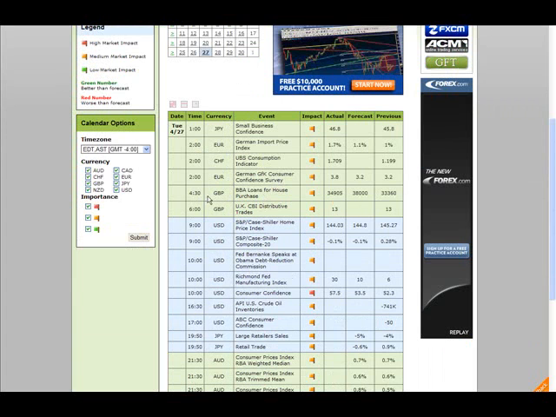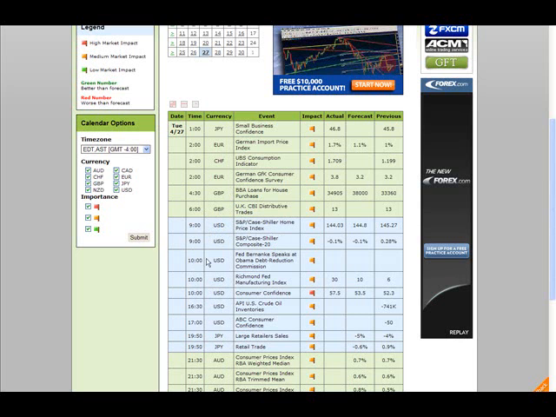If you go down, you'll see at 4:30 we did have one for the UK. It was this BBA loans for house purchase. At 6 a.m. we had the UK CBI distributive trades. If you go down at 9 a.m. we had the S&P Case-Shiller composite. Not too significant. I'm not really going to pay attention to that.